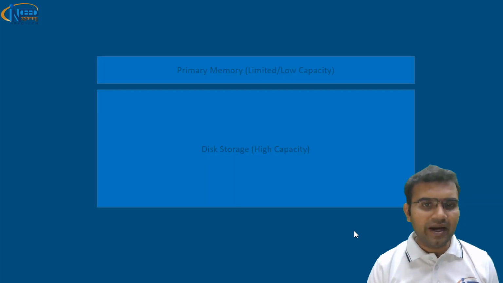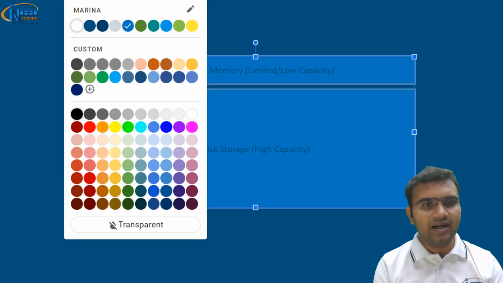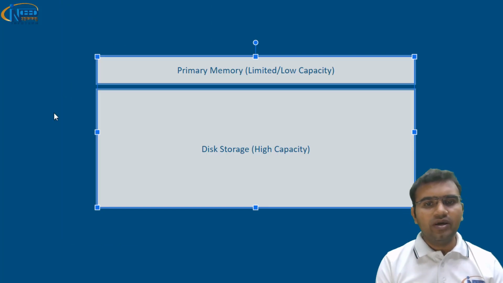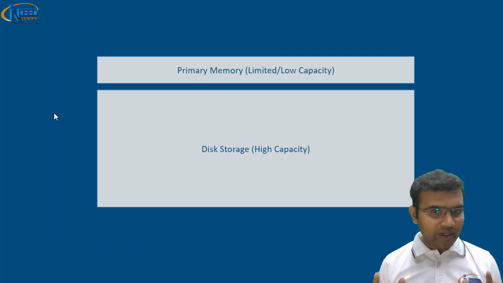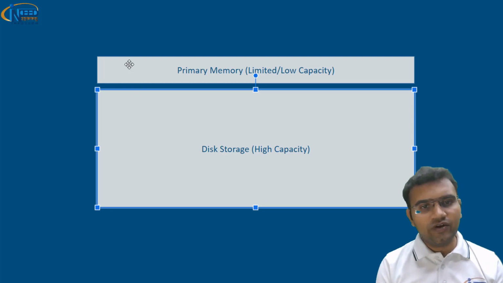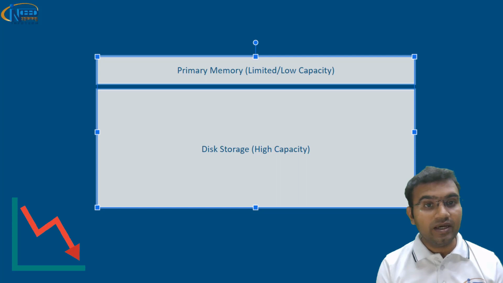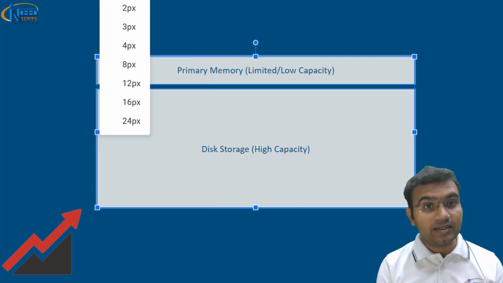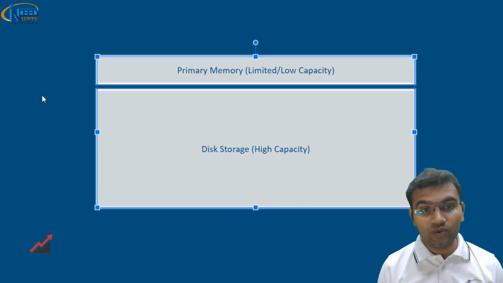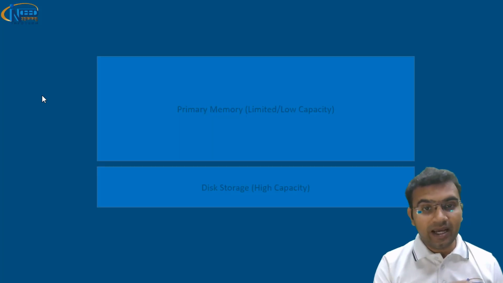So what happened after that? After that, a notion came into existence, and this notion was: why not reduce the disk storage capacity where we are storing the whole of the data? Why can't we reduce the size of the disk capacity and increase the size of the primary memory? Can we do that? That was a thought process which came into existence, and that really happened.